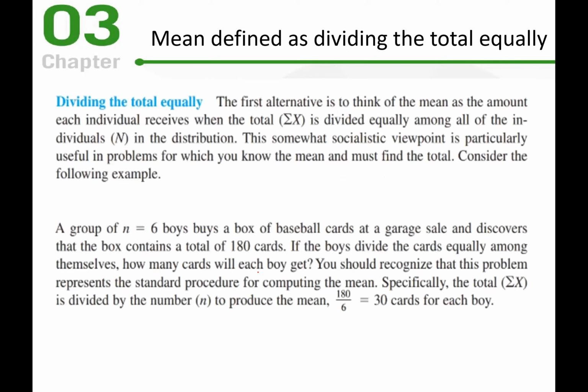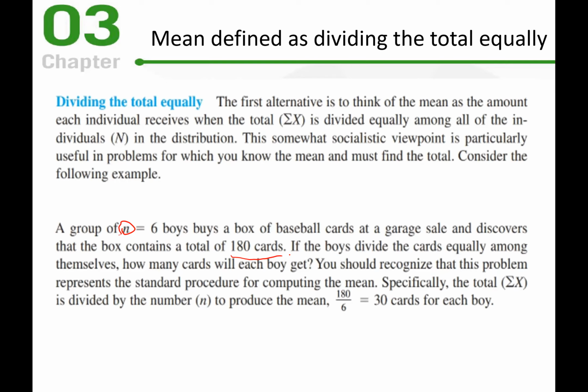So the second definition has to do with dividing the total equally. The example given is a group of 6 boys, so we're dealing with a sample size of 6. The 6 boys buy a box of baseball cards at a garage sale, and they discover that the box contains a total of 180 cards. If the boys divide the cards equally among themselves, how many cards will each boy get?